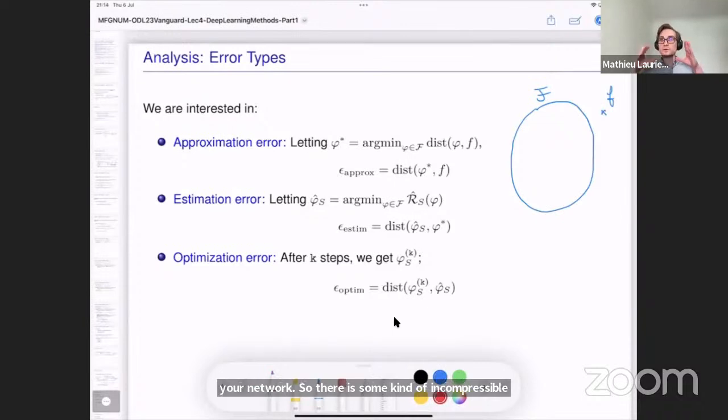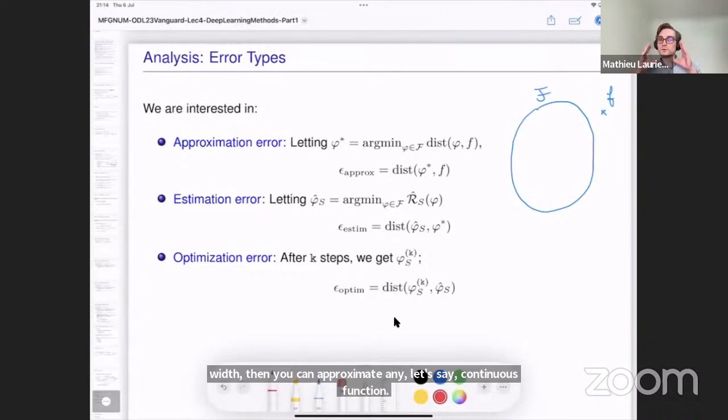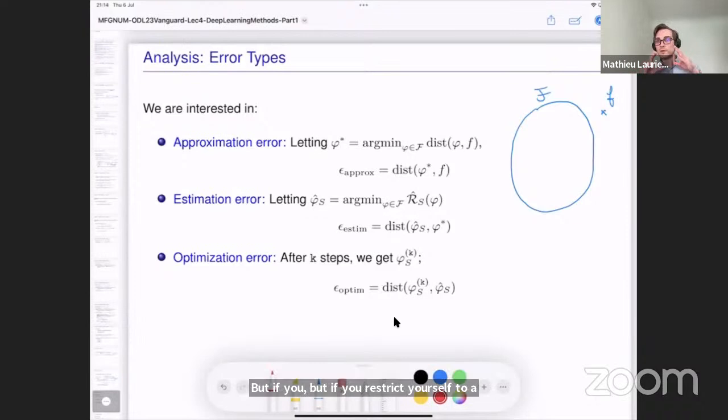What I said before, the universal approximation theorem says that if you consider neural networks with infinite width, then you can approximate any, let's say, continuous function. But if you restrict yourself to a given width and a given architecture, then you will have some kind of incompressible error.